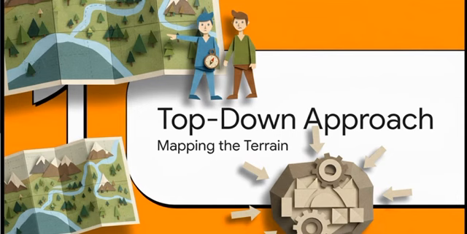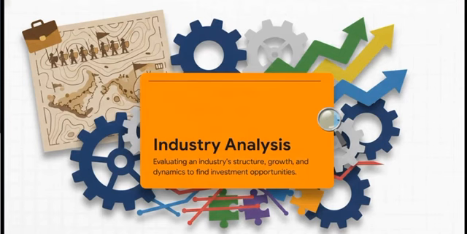Section 1, the top-down approach, mapping the terrain. So, right off the bat, Aman is feeling completely overwhelmed by all the textbook theory. Understandable, right? But Sumit rescues him by setting up a rock-solid core framework. He defines industry analysis super simply. It is the process of evaluating an industry's structure, growth potential, and competitive dynamics to identify profitable investment opportunities.